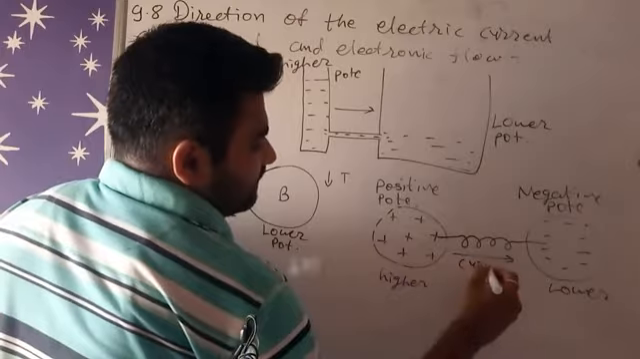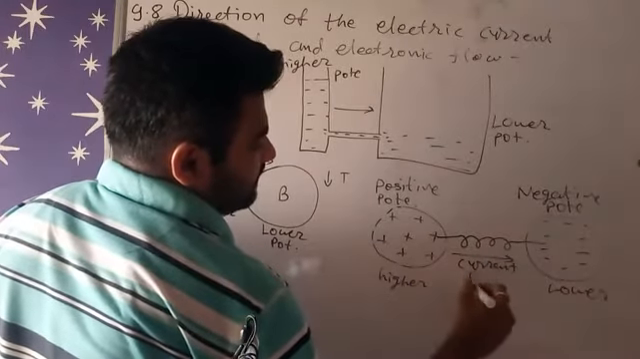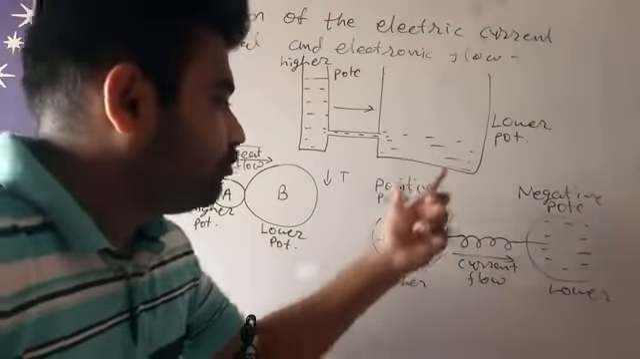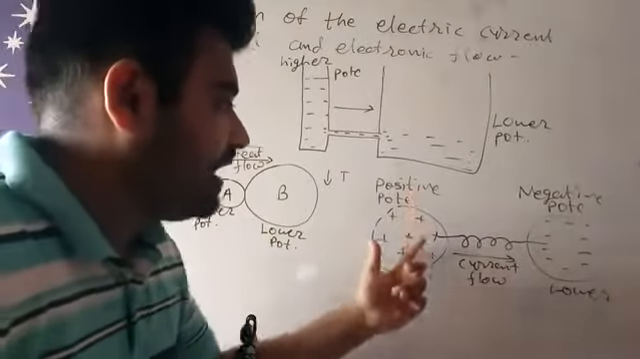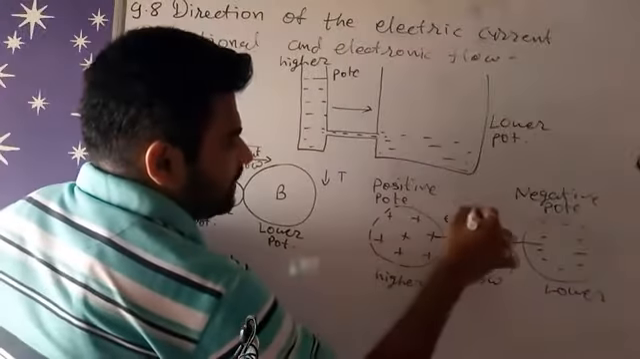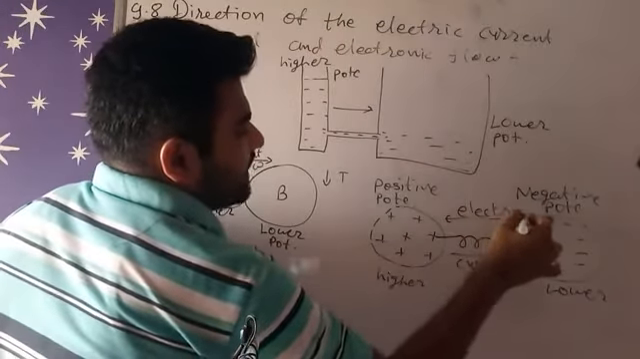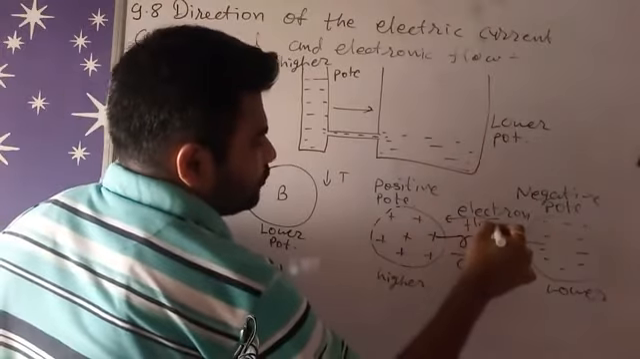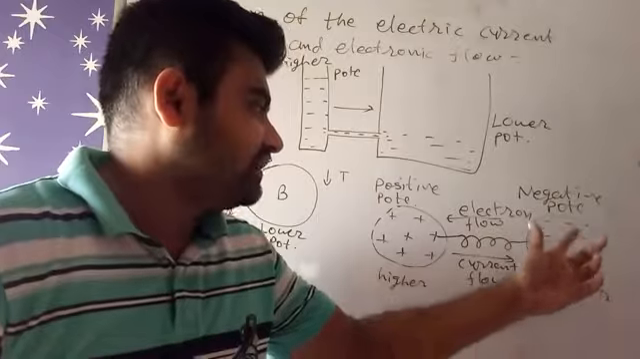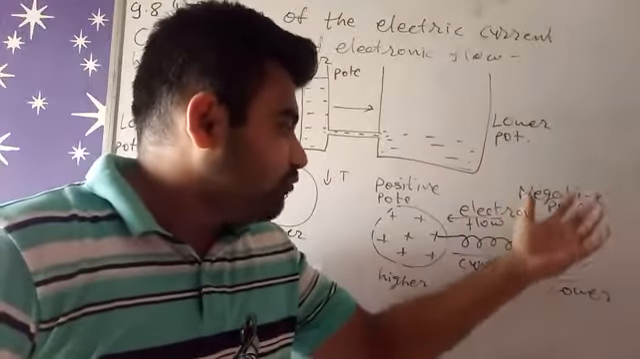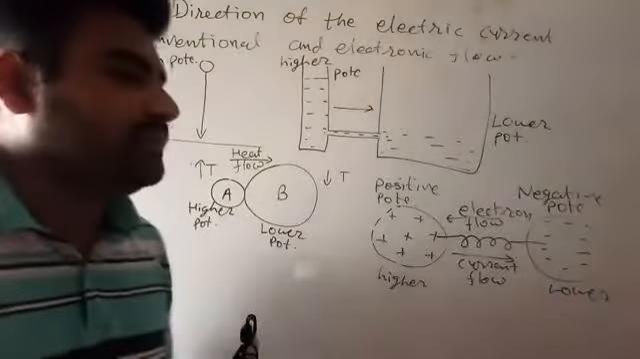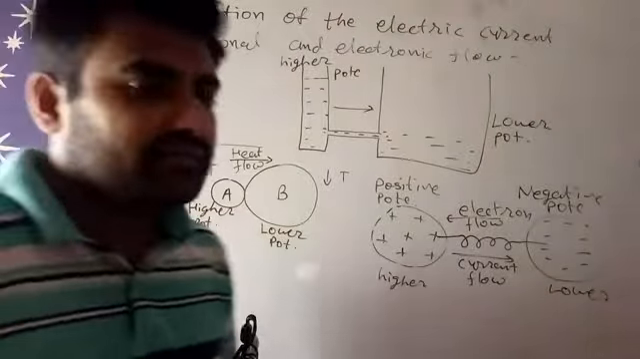Current is flowing from positive to negative, means higher potential to lower potential. So current always flows from higher potential to lower potential, but electron is moving from negative potential to positive potential, because negative potential has more electrons, excessive electrons, that's why. And always electrons can move, that's why electron flow is from negative potential to positive potential. So that's our topic, guys, thank you very much.